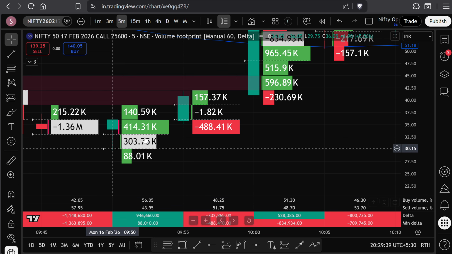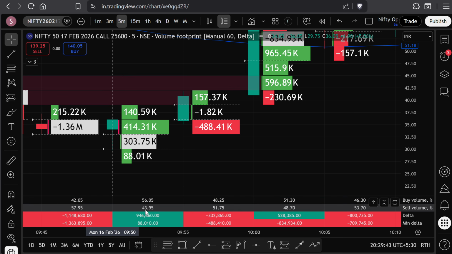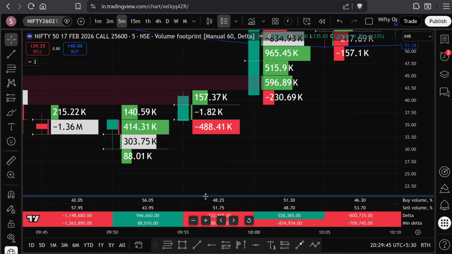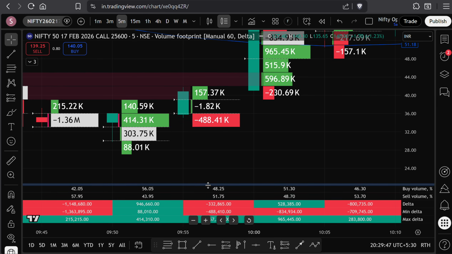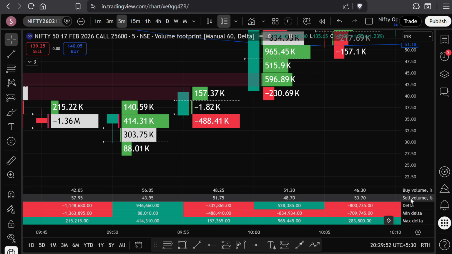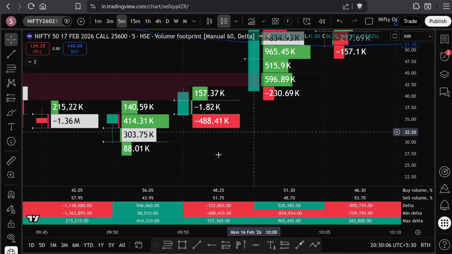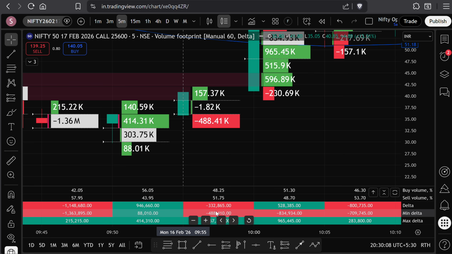And if you see here, for this particular candle, 56% buy volume is there and 43% sell volume is there. Where can you see that? Observe these words. On this side, the table info will tell you buy volume percent and sell volume percent. Delta means total buy contracts minus total sell contracts. Minimum delta means, in the particular candle, where the maximum selling happened. See here at the low, 488k happened, right? That is the value it is showing here.